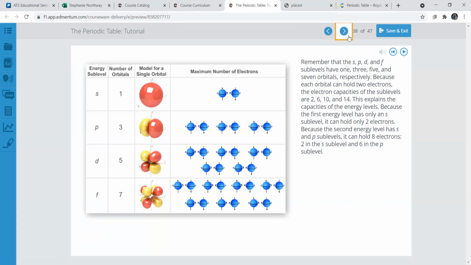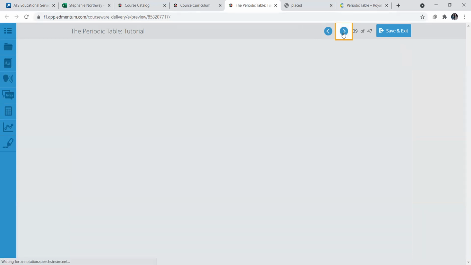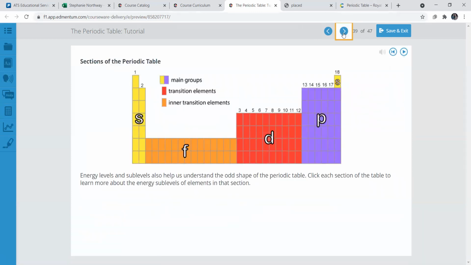It's showing the max number of electrons they can have in its outer shell. So if it has number of orbitals 1, max number of electrons 2. 3, the max number would be, it keeps increasing. And as you can see, as you have the max number of electrons, the orbital shells get bigger and there's more. Okay, now we have our main groups, periodic table, and then we have inner transition elements, transition elements.